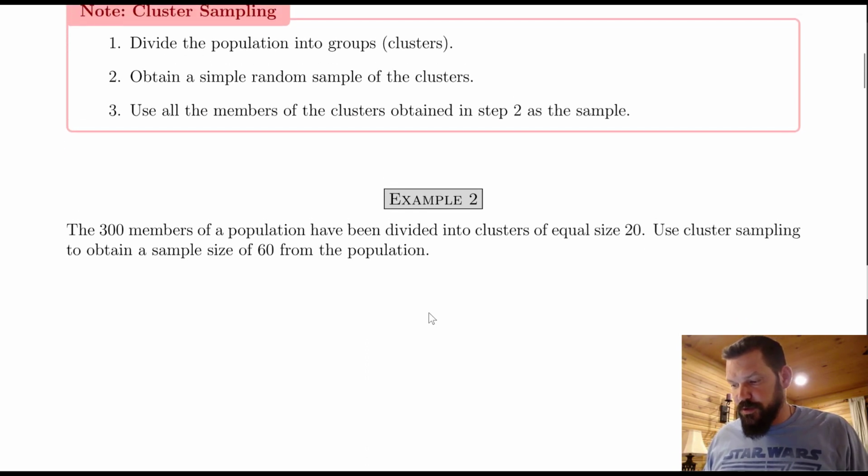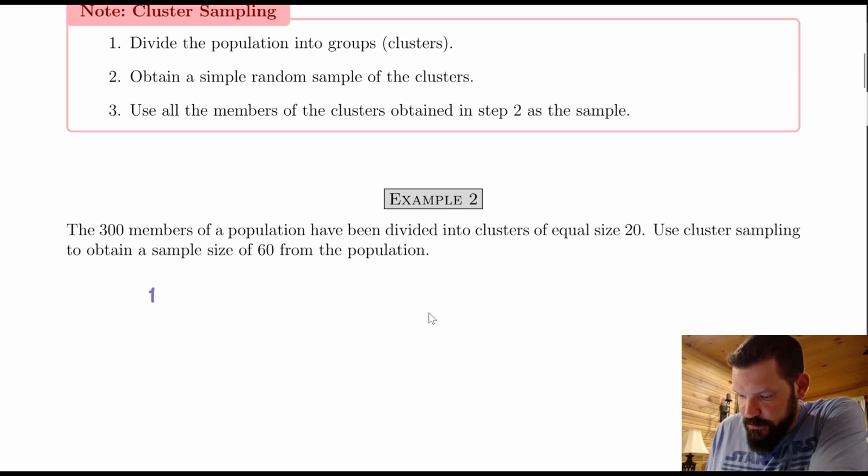And again, this is going to be one of those that might be easier to understand with just a concrete example, and then we'll put it into practice with a practical application. So what we're looking at here in example 2, the 300 members of a population have been divided into clusters of equal size 20. Use cluster sampling to obtain a sample size of 60.